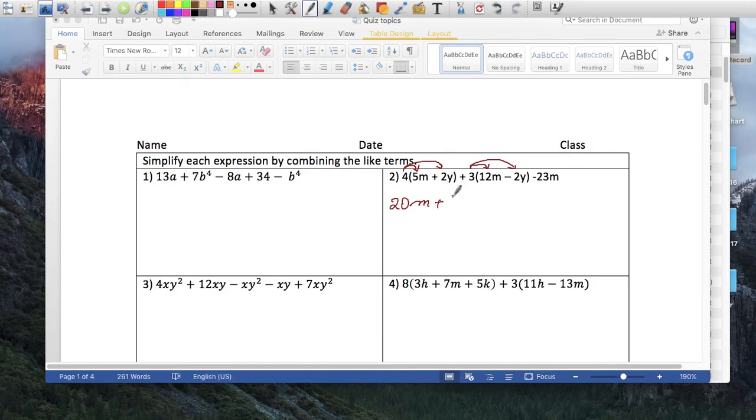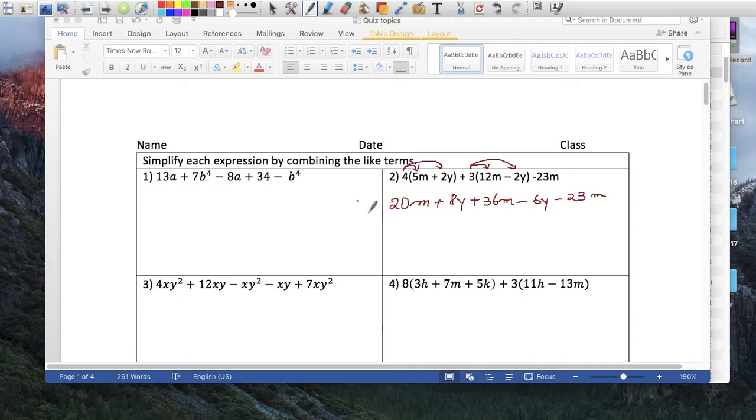4 times 2 is 8y, plus 3 times 12 is 36m. Careful here, it's a minus, okay? So 3 times 2 is 6y, minus 6y, and then finally just copy down minus 23m. Okay, so that would be step one.